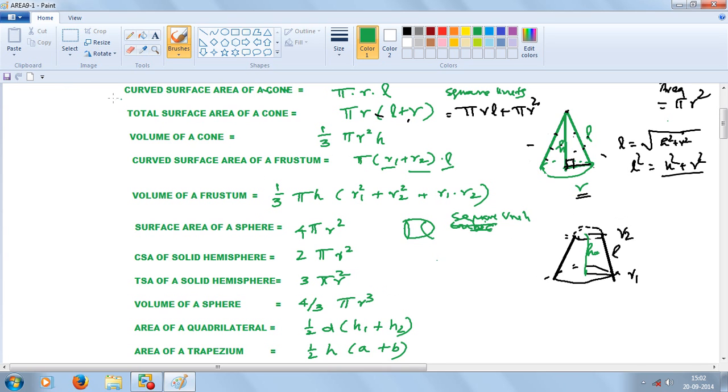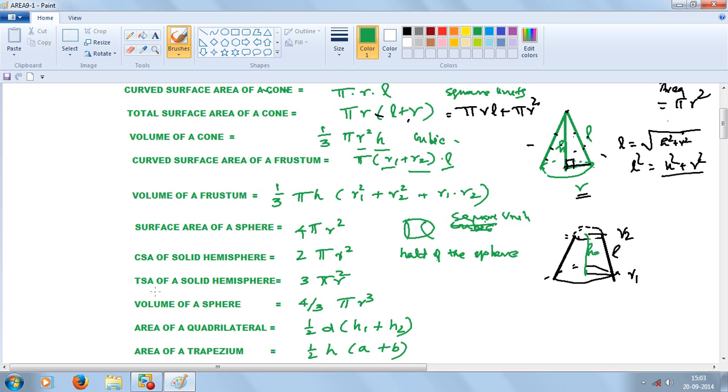Wherever it is volume of a cone, volume is cubic. So here you see r square and h, three factors are there. Other remaining are constants. So surface area of a sphere is also square only. Surface area of a solid hemisphere is just half of the sphere.